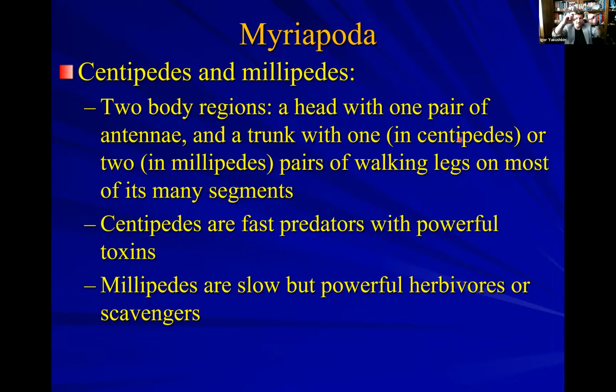The difference between those: for a segment in the trunk, if it has only 1 pair of legs, that's a centipede. If it has 2 pairs of legs per segment, it would be a millipede. Centipedes are fast, really fast, quite vicious predators, and they have forcipules and inject toxins. Some of them can give you a very powerful bite.